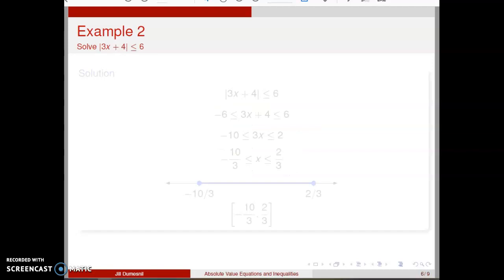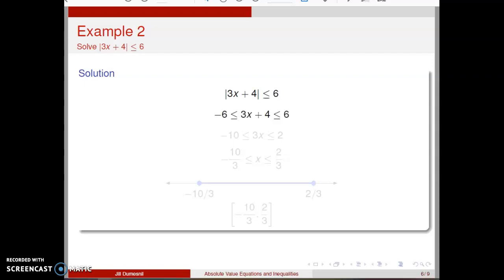Now let's solve the absolute value of 3x plus 4 less than or equal to 6. We begin our solution with the given inequality. We have an absolute value inequality with less than. So the stuff inside the absolute value will be sandwiched between plus and minus 6. Removing the absolute value, we get that minus 6 is less than or equal to 3x plus 4 is less than or equal to 6. We can subtract 4 across the compound inequality to get negative 10 less than or equal to 3x less than or equal to 2.